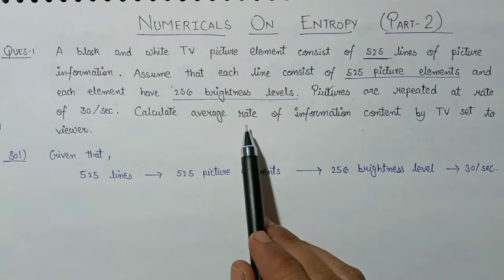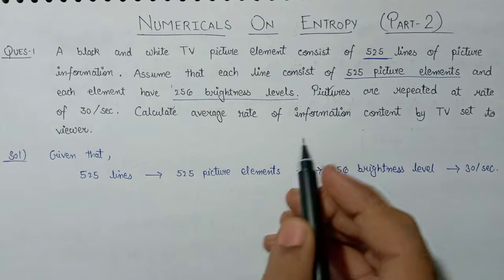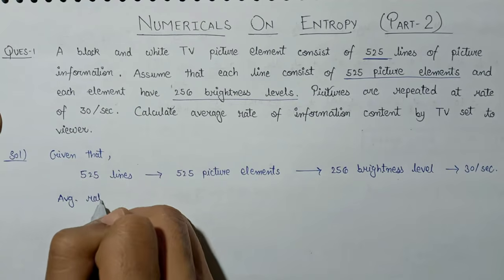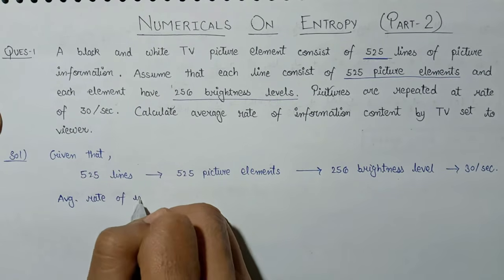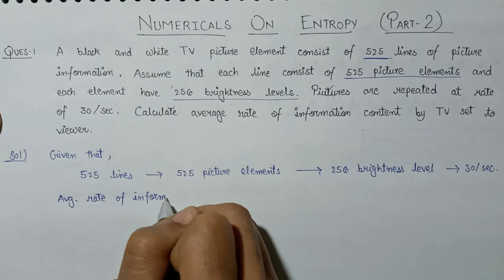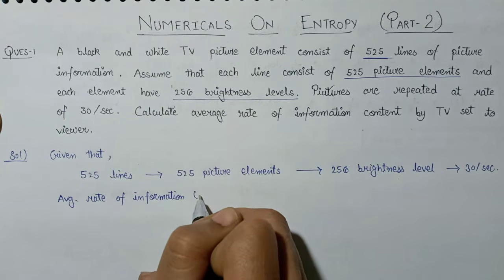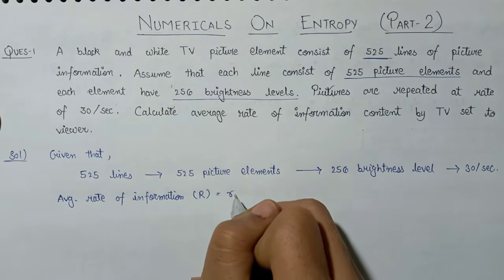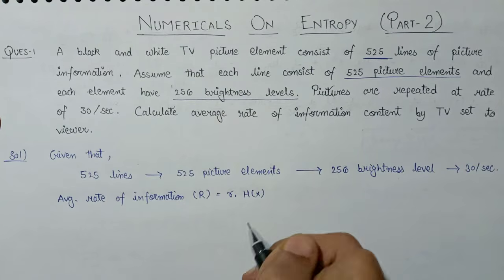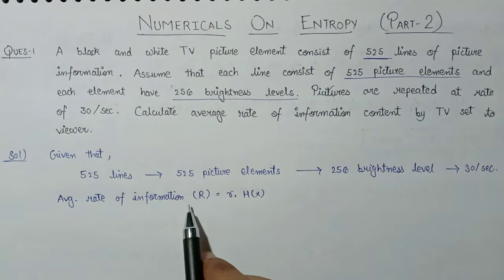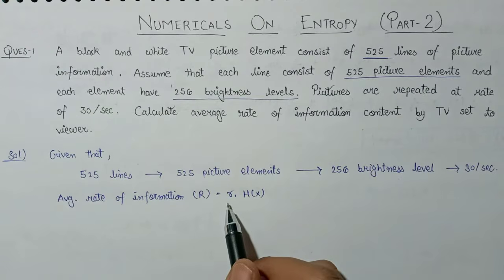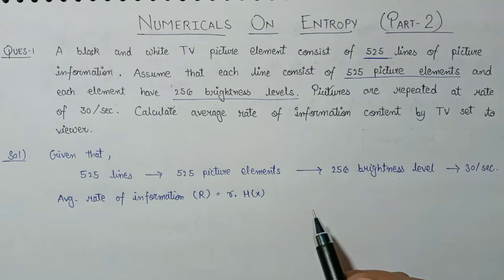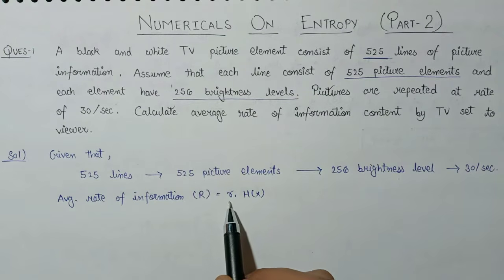So what we need to do is calculate the average rate of information. The average rate of information is denoted by capital R, and it is given as R = r × H(X). For the calculation of this capital R, we need to first determine the small r. After that we need to determine H(X), that is nothing but our entropy. So let's calculate this small r first.